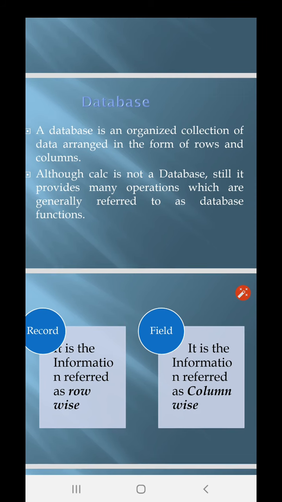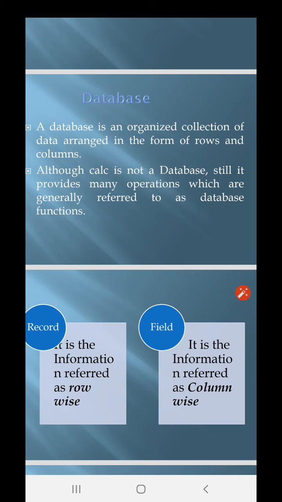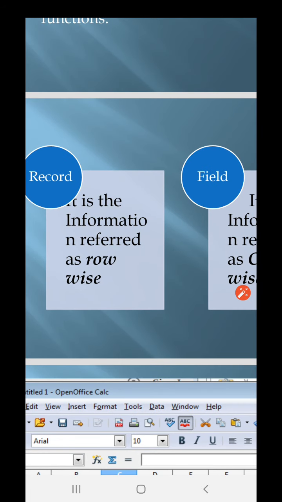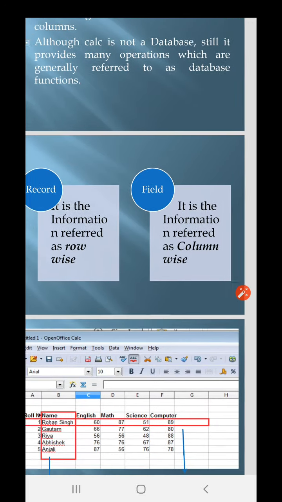We must know what records and fields are in order to understand the database. Records, you can see the definition. It is the information related to a row, meaning the information which is row-wise is referred to as a record, and the information referred to column-wise is called a field.